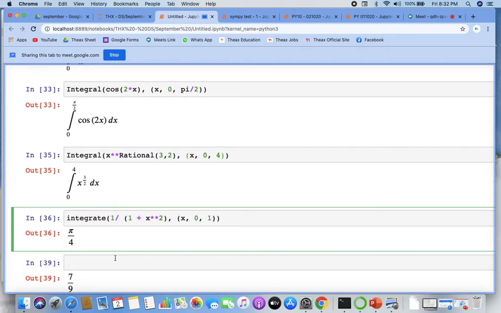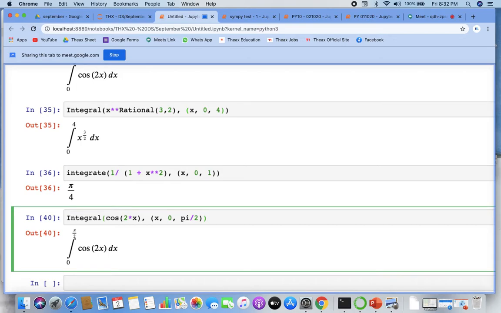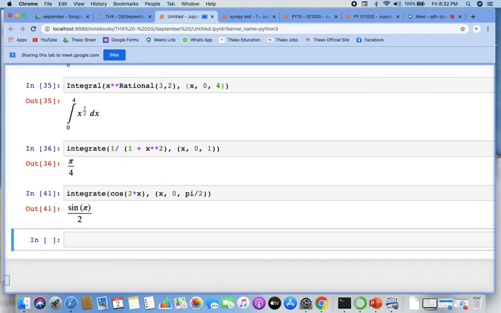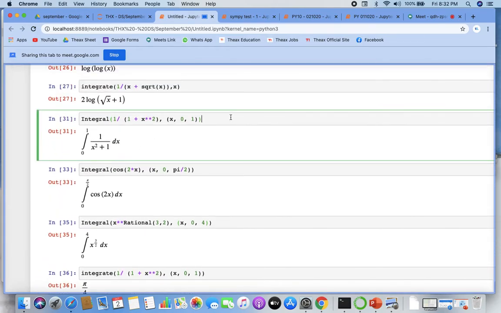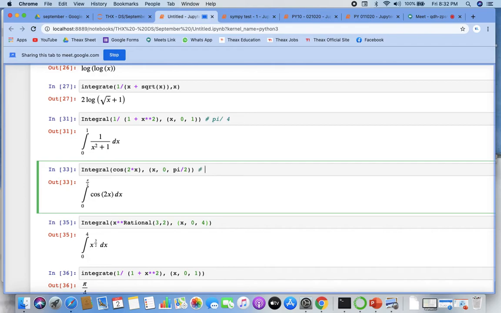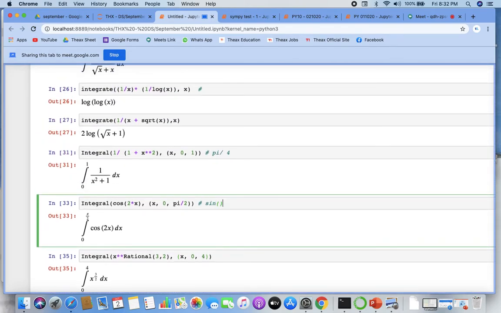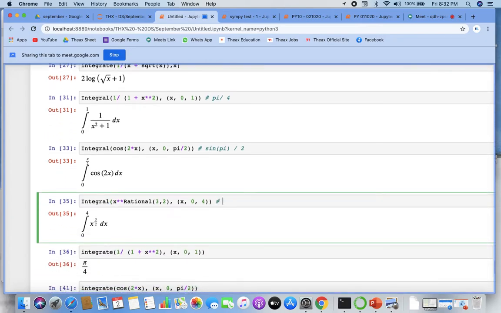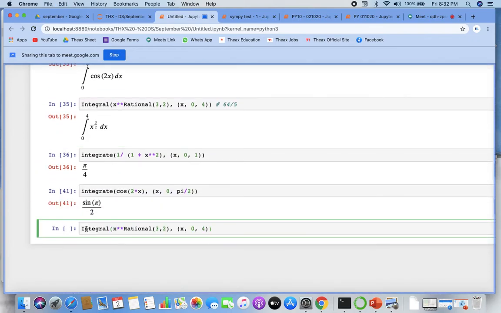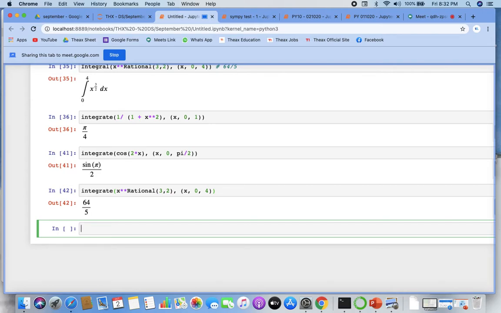So are you doing it with pen and paper or with your laptop? Laptop. Okay. Fine. Sine pi by 2 is the second answer. First answer is 5 by 4. Second answer is 5 by 2. What is the third one? 64 by 5. You said 64 by 5. Okay, fine. So possibly these are the results you can get, right?